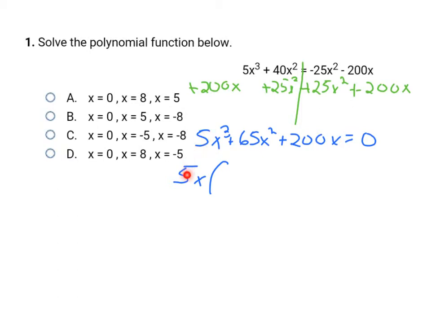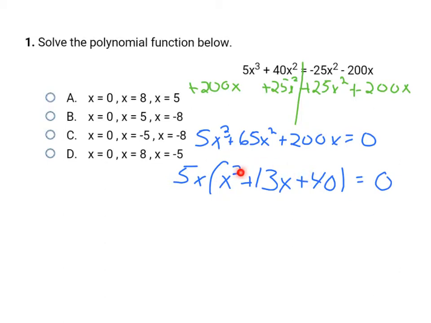So here, 5 divided by 5 is 1. And then if I have x cubed and I remove 1x, I'm left with x squared. I don't need to write the 1 in front of the x squared, but you can. And then 65 divided by 5 is 13. And then x squared, you take an x out, and you're left with an x. And then 200 divided by 5 is 40. And then you remove the x, and you don't have any left, so it's just 40, and that still equals 0.